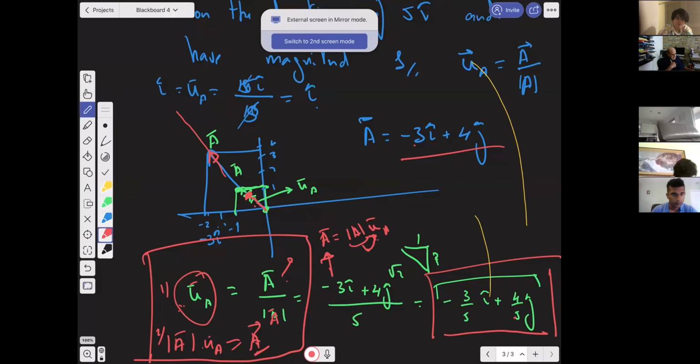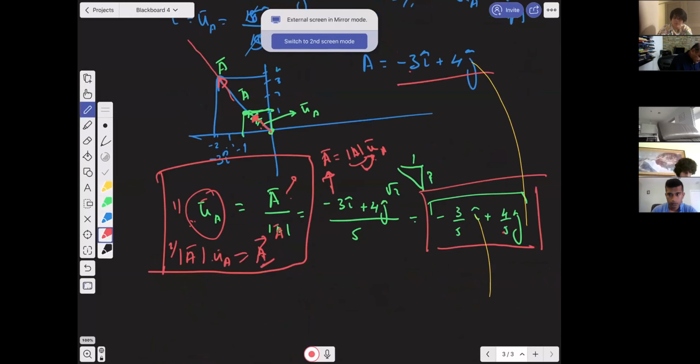Professor, can you move the screen down just a little bit, please? Down, you mean like this?